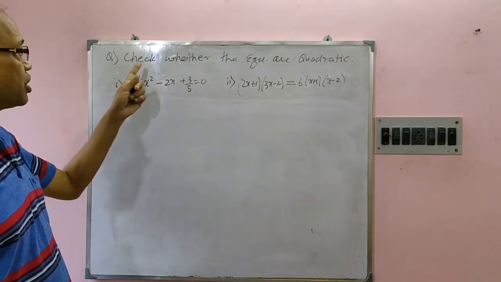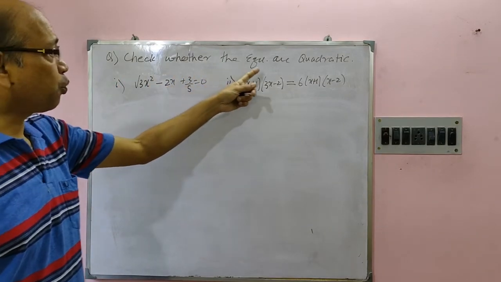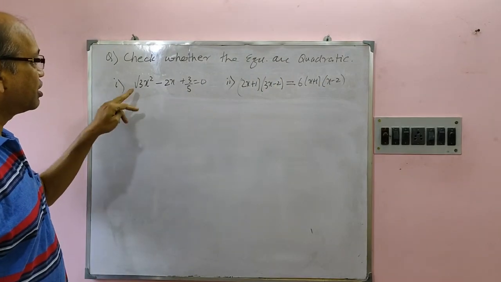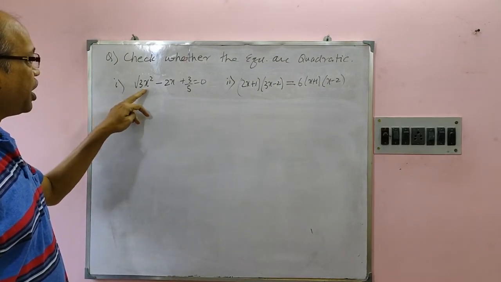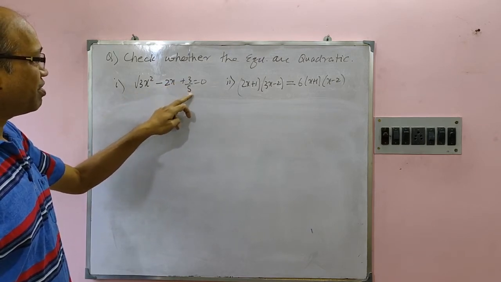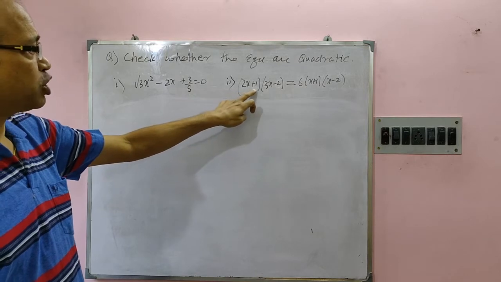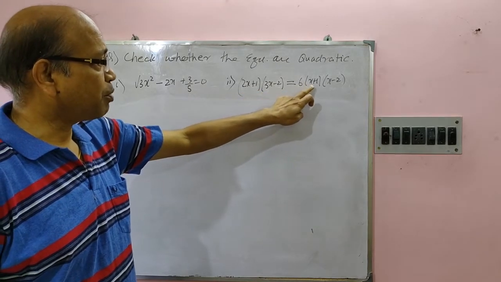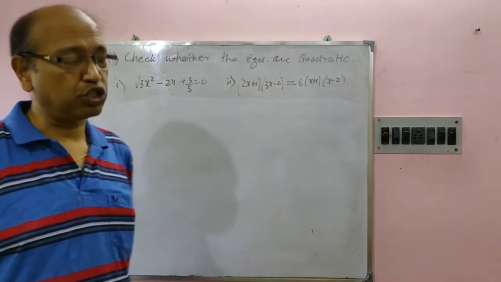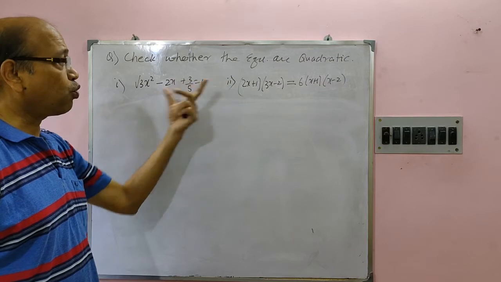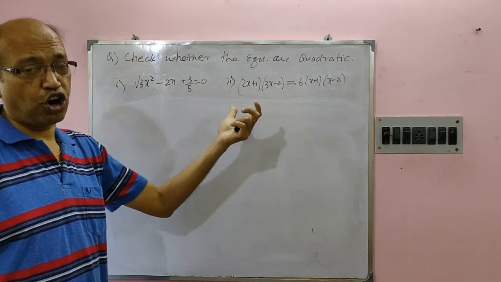See, there is a question. Check whether the equations are quadratic equations or not. It's given here. The first one, root 3x squared minus 2x plus 3 by 5. Another one is (2x plus 1)(3x minus 2) equals to 6 bracket (x plus 1) into (x minus 2). So we have to tell whether these are quadratic equations or not.